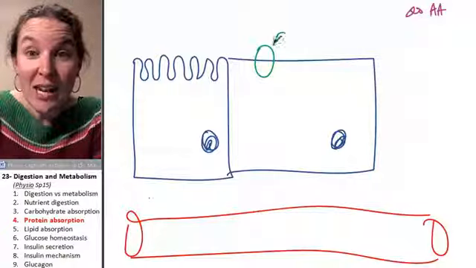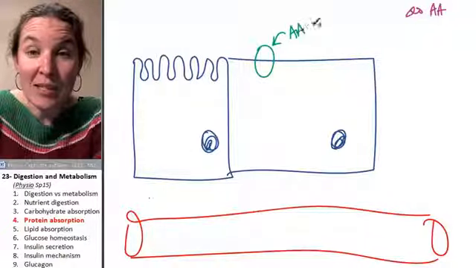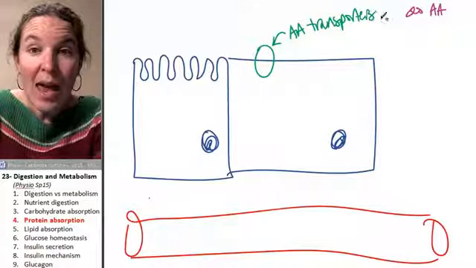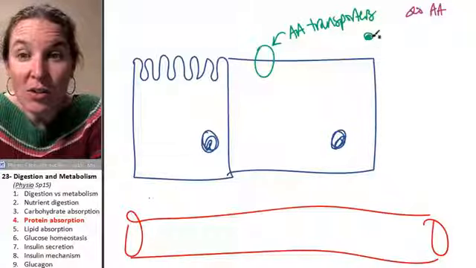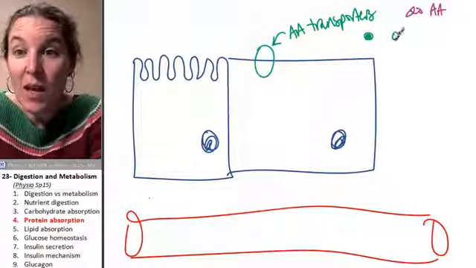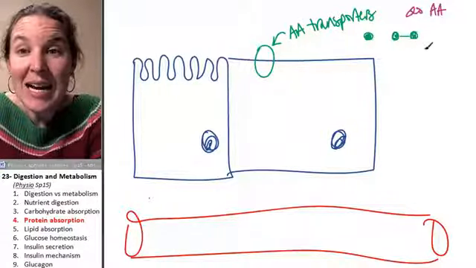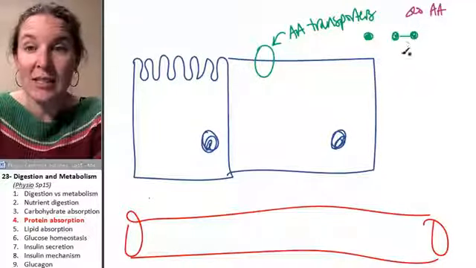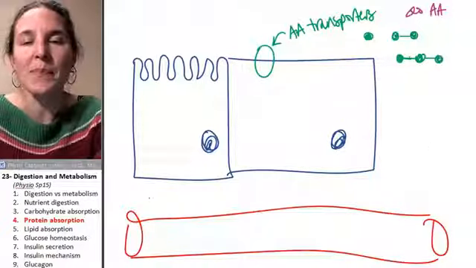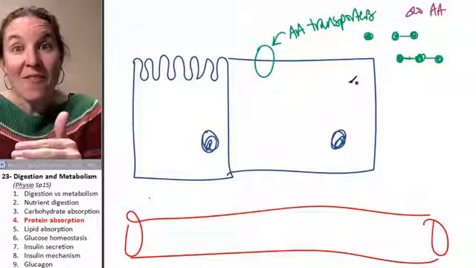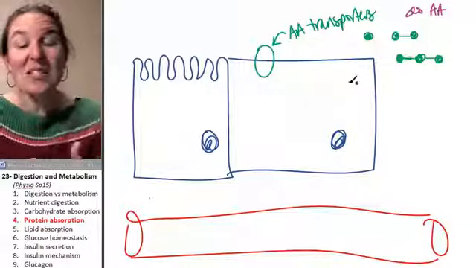Well, we actually have many different kinds of amino acid transporters. And we can transport amino acids as single things, as dipeptides, 2 amino acids together, or even as tripeptides. What happened to my peptide bond? And we're going to have different transporters to do these different jobs.